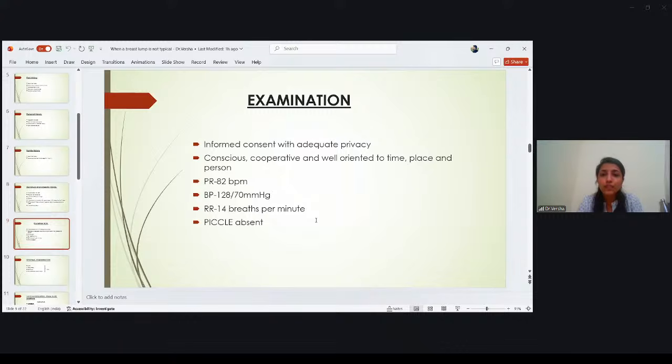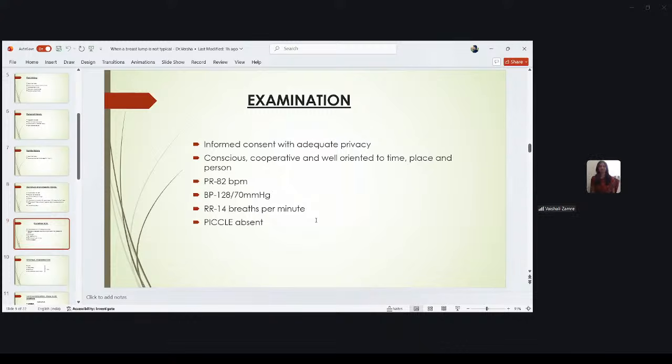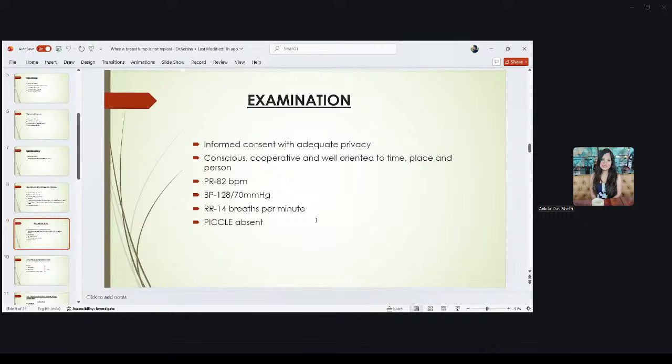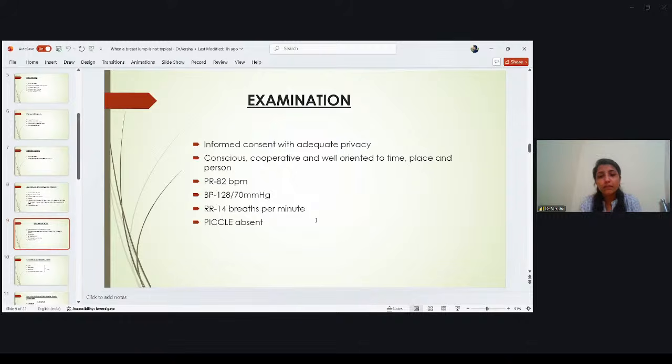Ma'am, should I continue with the examination part? Yes, please, unless the experts want to ask any questions. Okay, ma'am. I think at history, maybe you could have a provisional impression of what the diagnosis is.